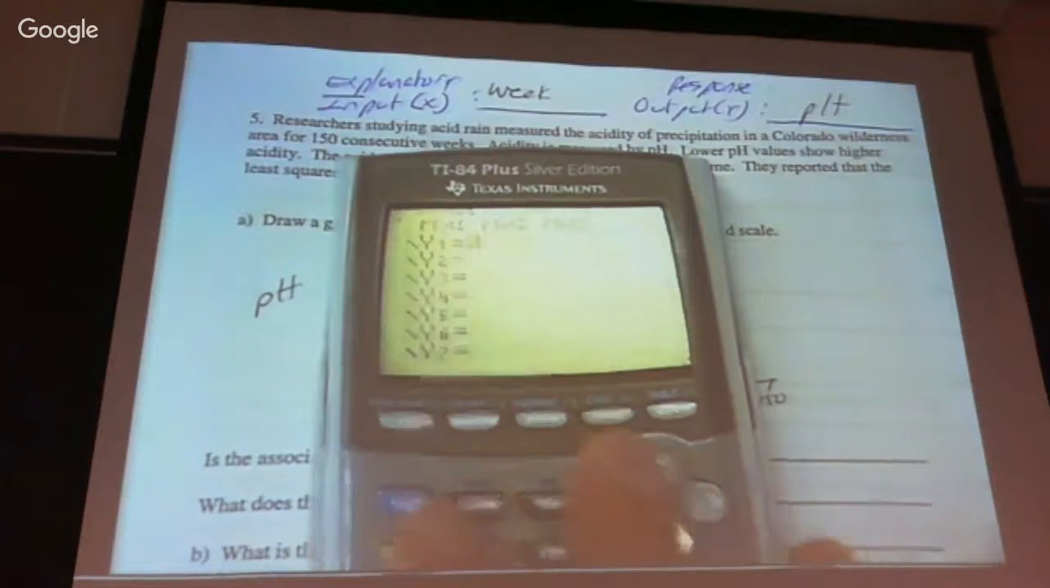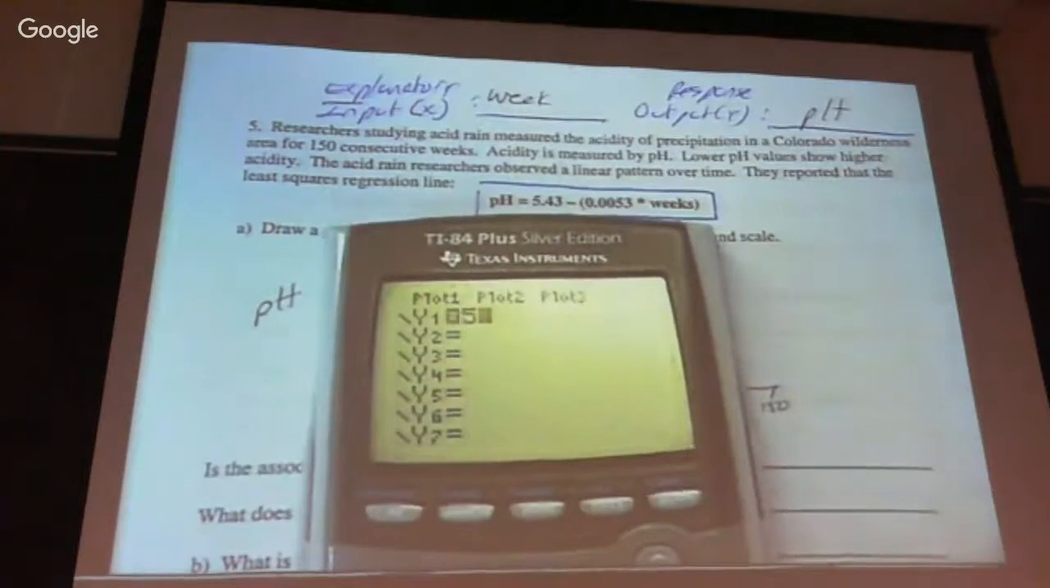So in y1, we put the equation, 5.43, subtraction 0.0053, and instead of weeks, what am I going to put? X. So in y1, we have 5.43 minus 0.0053x. Okay? Now, if I hit graph, you're not going to see anything. Why? You have to set up your window.